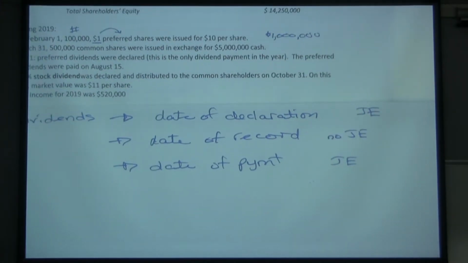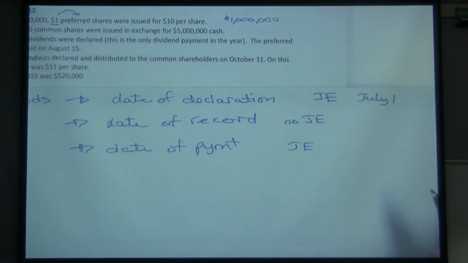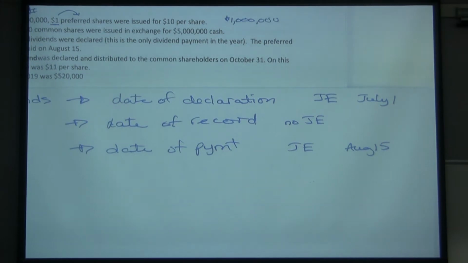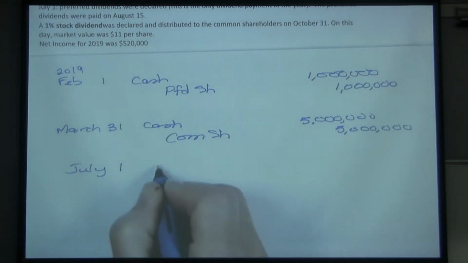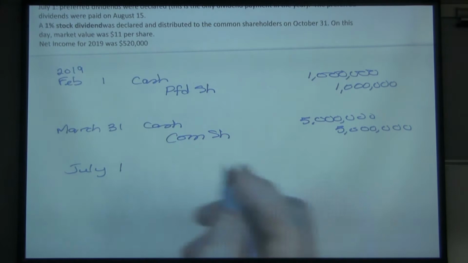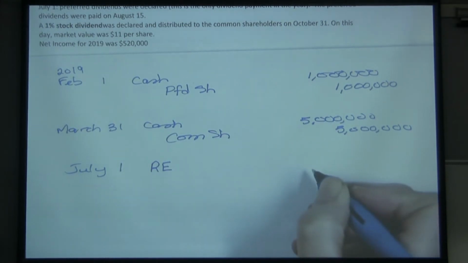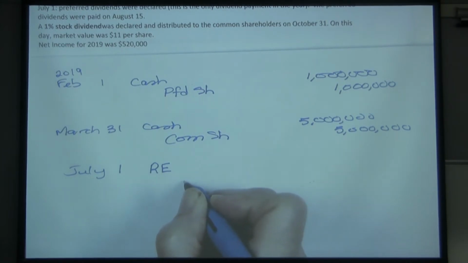So in this example, our date of declaration is July 1st. We don't know the date of record. It's sometime shortly after July 1st, maybe the 10th or 15th. And then the date of payment is August 15th. I'll show you those 2 journal entries for our dividends. On July 1st, as you know already from doing the statement of changes in equity, we take our dividends out of the retained earnings. We need an amount for the preferred dividends that we're paying, which we'll do in a second. On the date of declaration, we will set up a payable account.